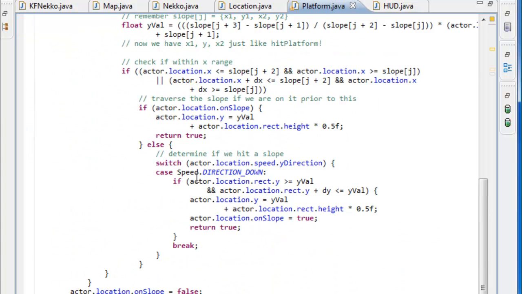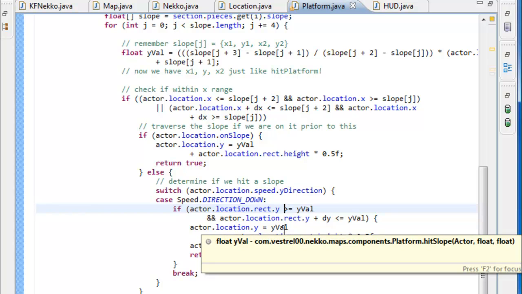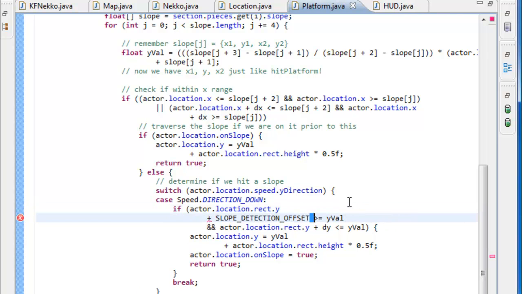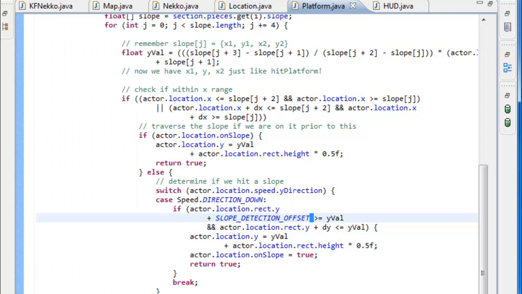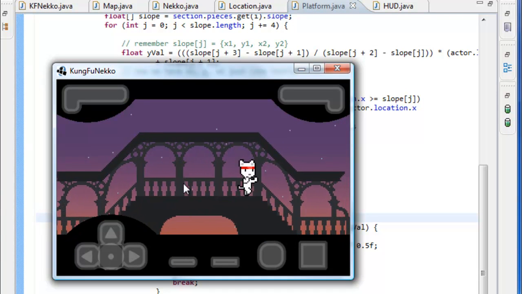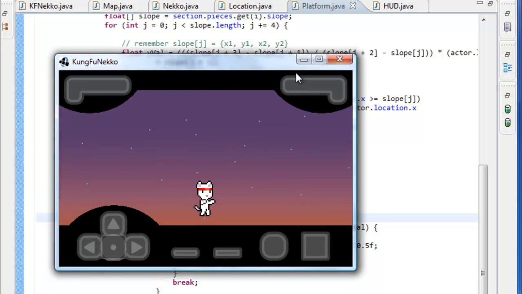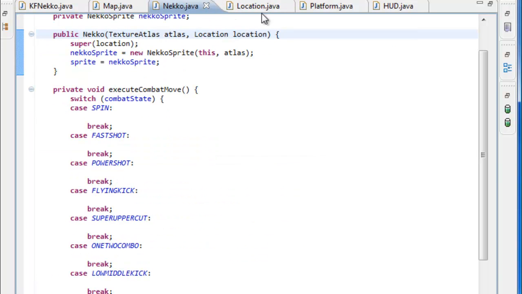On our hit slope, direction down, this is our initial y value that we're checking for, and we're just going to add it in here. Other than that, that's the only thing we changed. And with that move, we have solved the problem. But we still have another problem. You saw that, right? We still fell when we were at above. I don't want to have to explain this, so let me just tell you the solution.